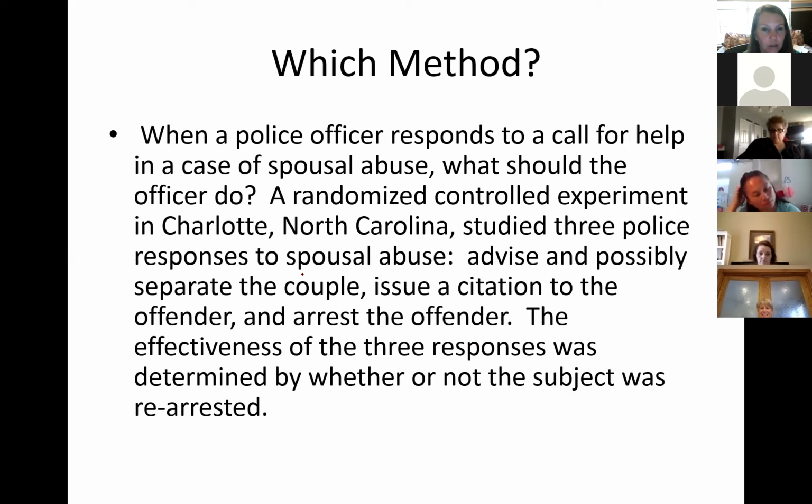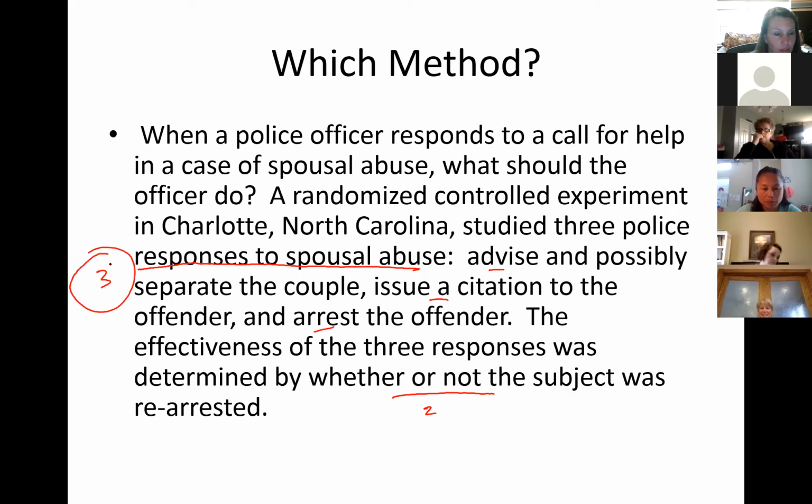Okay, so here we're measuring 2 things. We're measuring the response to the spousal abuse, which had 3 different options. And we're also measuring whether or not the subject was rearrested, which had 2 options. So both of these are categorical variables. So when we're measuring 2 categorical variables on the individual, and one of those categorical variables has 3 or more levels, which this one does, then that leads us to chi-squared.